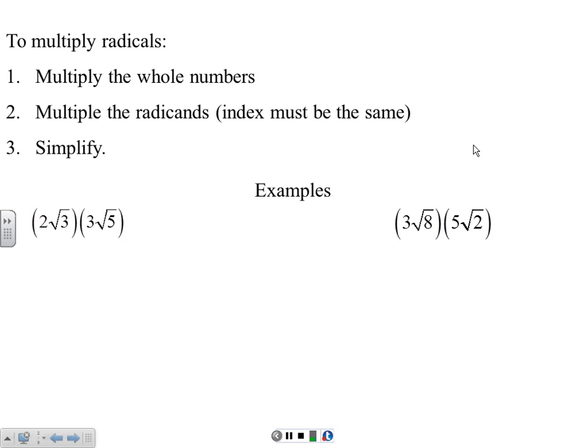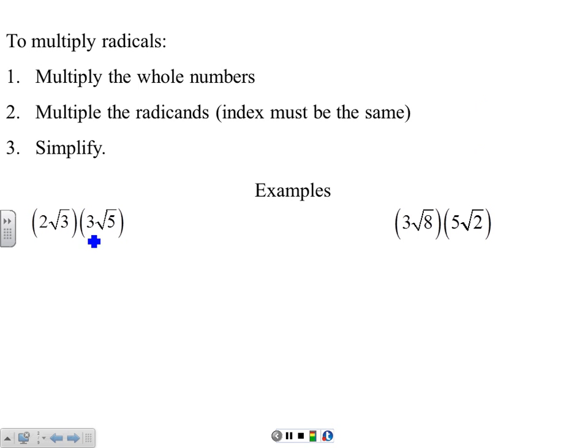So, to multiply radicals, you have 3 steps. Number 1, multiply the whole numbers. Number 2, multiply the radicands, and the indices must be the same. And then number 3, simplify. And so we've already been doing a little bit of this when we were simplifying in the previous sections and when we were adding and subtracting. But let's look at how we're actually going to multiply.